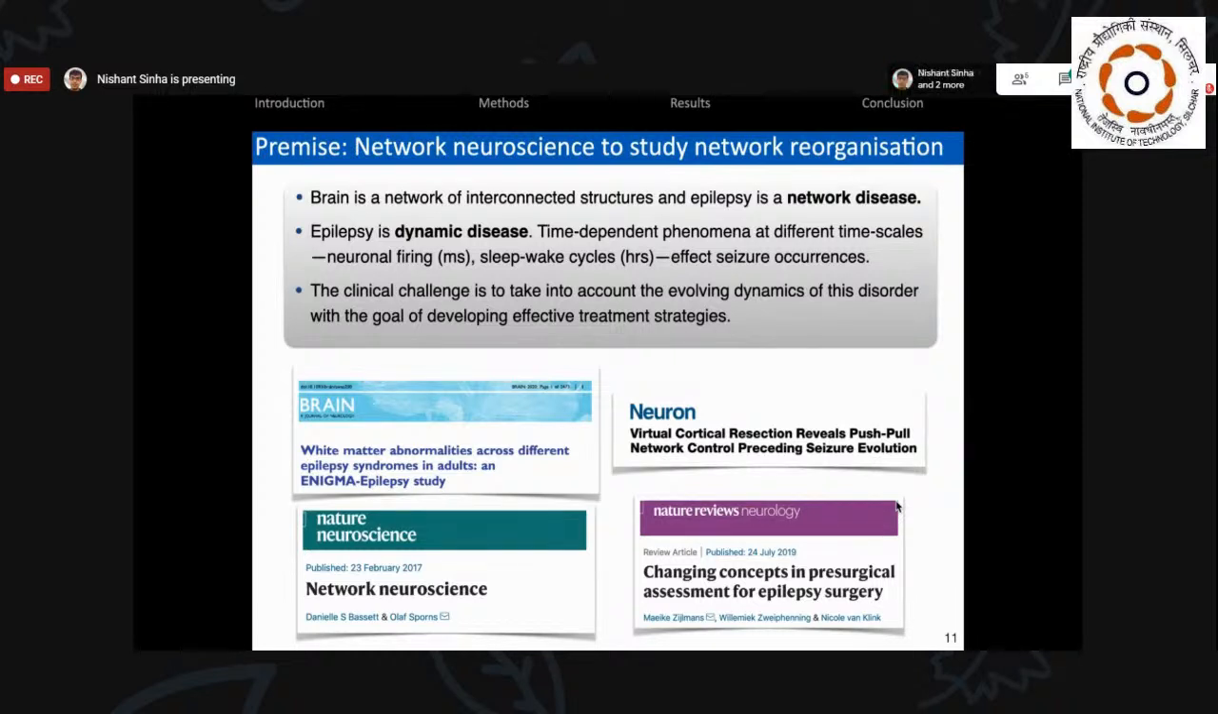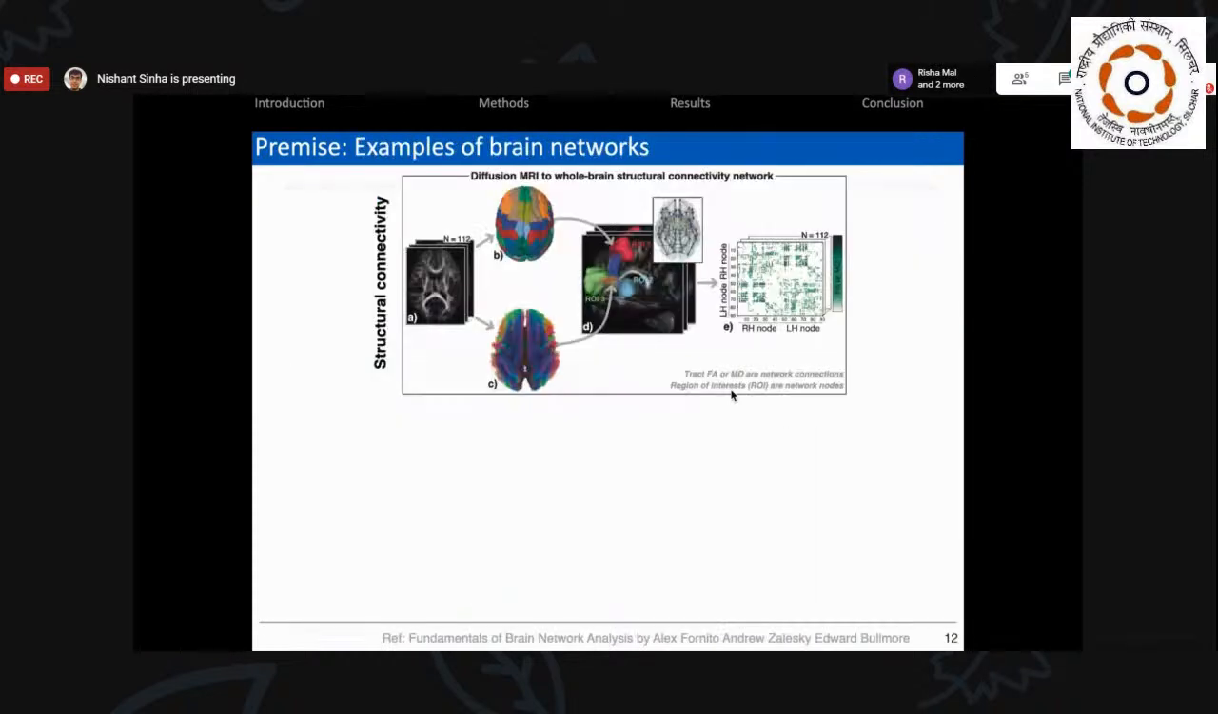Epilepsy has also been fundamentally known as a dynamical disease, because the various time-dependent phenomena occurring at different timescales, such as neural firing or the sleep-wake cycle, affect seizure occurrences. And clinically, it has been challenging to take into account the evolving dynamics of this disorder to develop an effective clinical strategy. So there is growing evidence to suggest that epilepsy is a dynamical network disease. And the main premise of what I'm going to present in my talk today is using the brain to study the brain as a network.